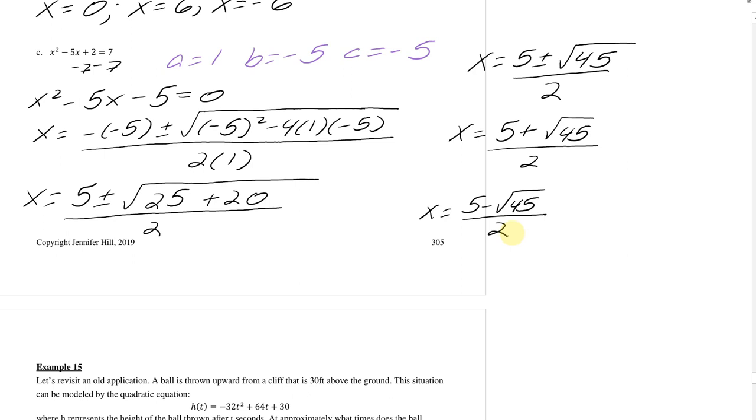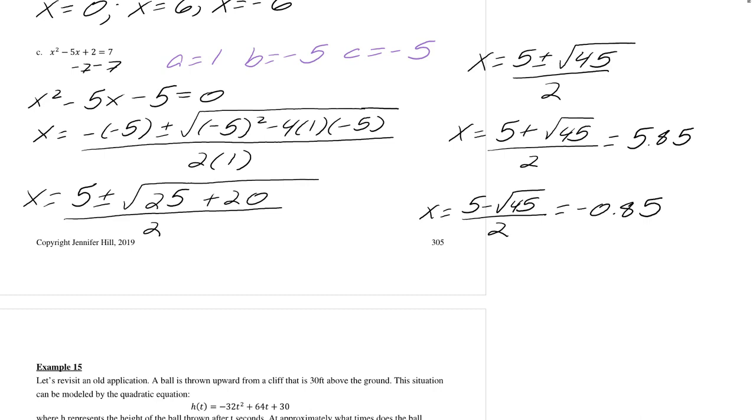So now just to show you what the decimal answer of this will be, this will come out to 5.85. And then this other one, this will come out to negative 0.85. So those are my 2 solutions in this case. So again, when you can't factor it, you're more likely to get kind of these crazy decimal answers.